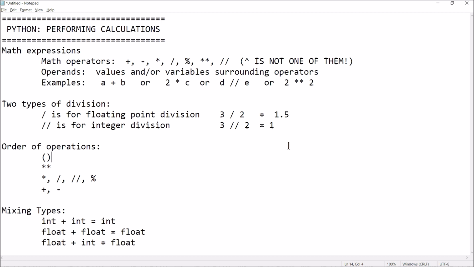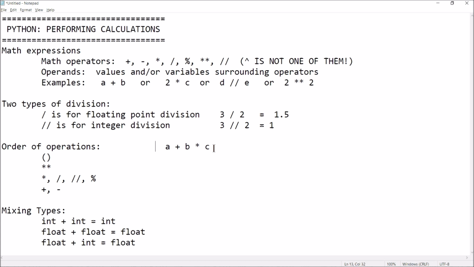So let's say you had a complex mathematical expression, right? You're not just limited to doing stuff like a plus b, okay? So you can do something like a plus b times c, right? Well, what goes first? Do you add a and b first, or do you multiply b times c first? Well, this is going to follow pretty much what you're used to from arithmetic, right? So in this case, a plus b times c, the b times c is evaluated first, and then that product is summed with a, right?